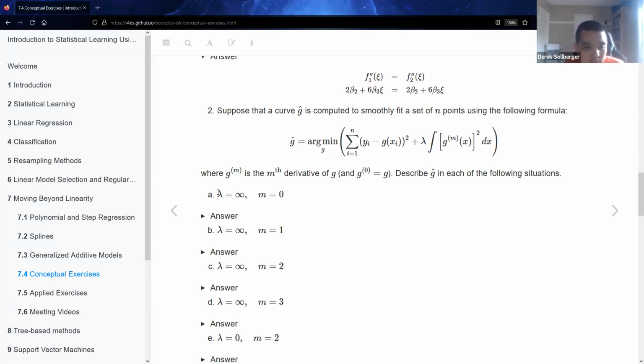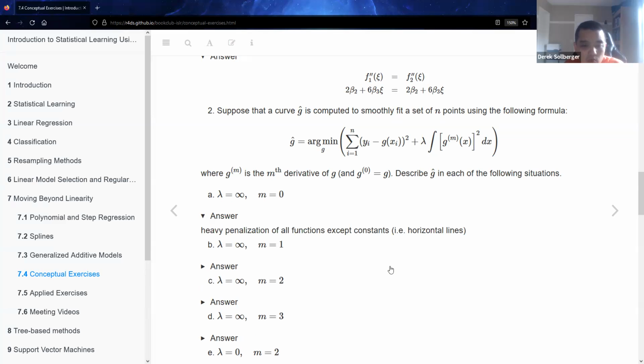So what the textbook problem asked was, in these pairs of scenarios, what type of function would we probably get for g hat? In part A, lambda is infinity, m is 0. What we're looking at there is a heavy penalization for all functions except for constants. So our g hat would probably be a horizontal line.